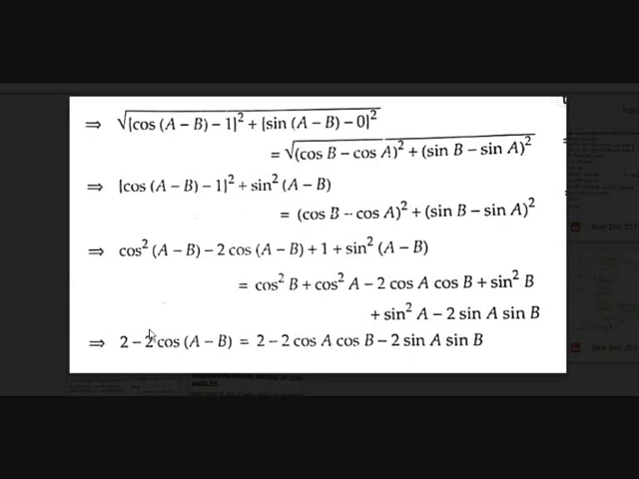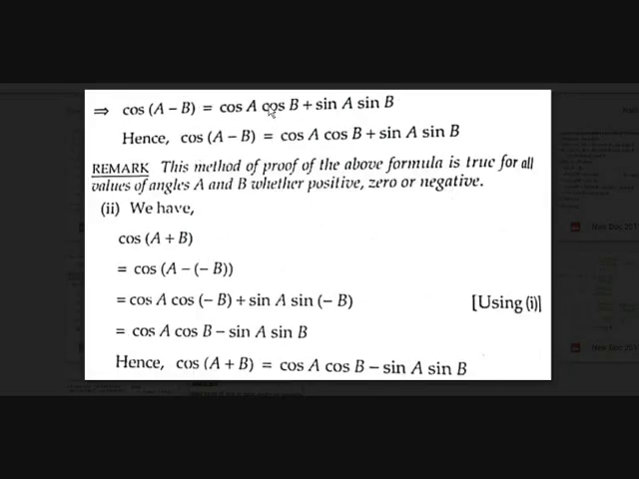Here 2 cancels out and you will get −cos(a − b) and −2 cos a cos b − 2 sin a sin b. Means that minuses get cancelled out and the other 2s also get cancelled out. Then you will get cos(a − b) is equal to cos a cos b + sin a sin b. Hence, cos(a − b) = cos a cos b + sin a sin b. This is the formula for cos(a − b).